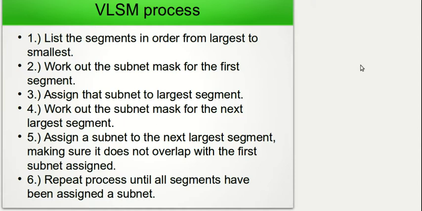So we'll start off with the largest segment, with the most hosts in it. Then the second largest segment, which has the second largest amount of hosts in it, going all the way down until we get to the segment which has the least amount of host devices in it. Second step, we work out the subnet mask for the first segment. Then we assign that subnet mask to the largest segment. Then we work out the subnet mask for the next largest segment and assign a subnet to the next largest segment, making sure it doesn't overlap with the first subnet assigned to the largest segment. Then in the final step, we repeat the process until all segments have been assigned a subnet.